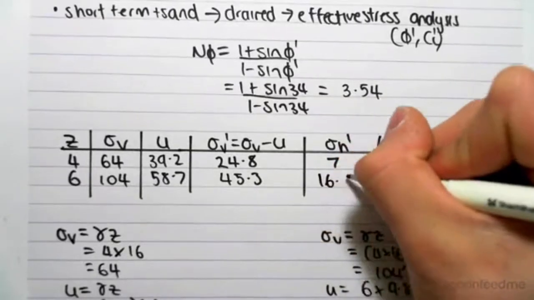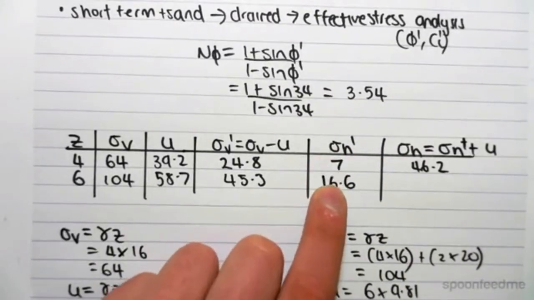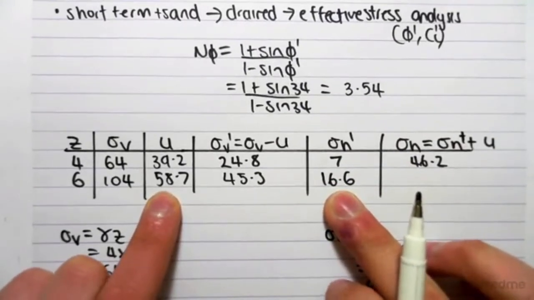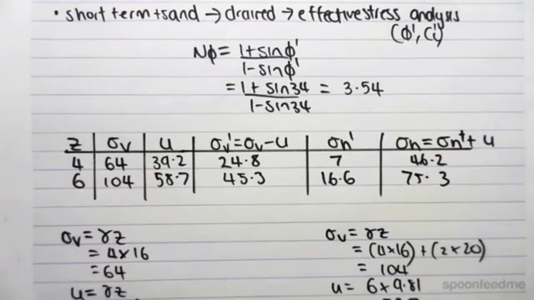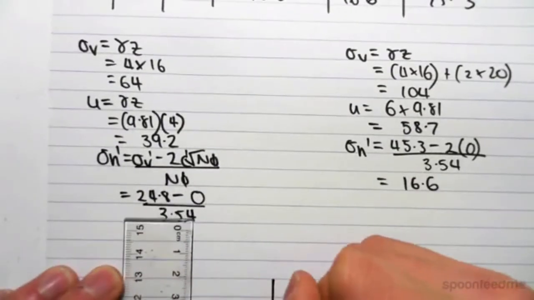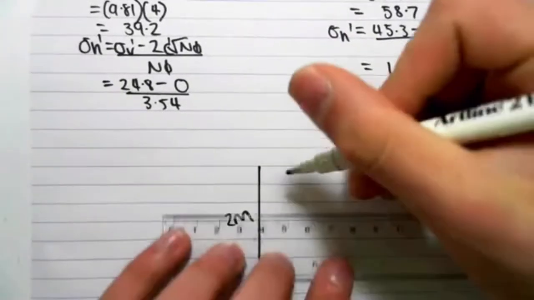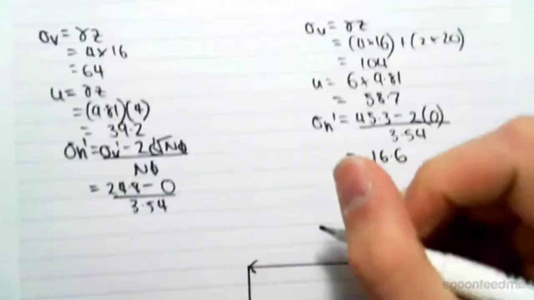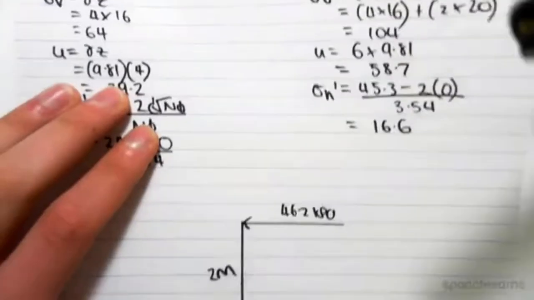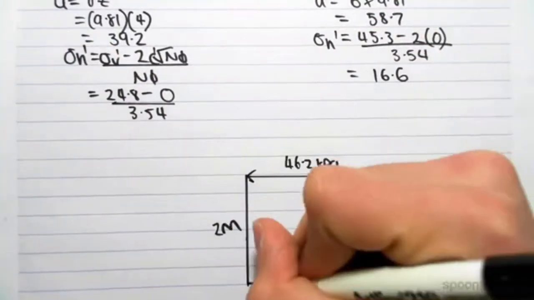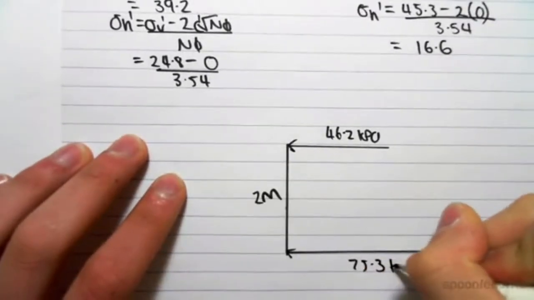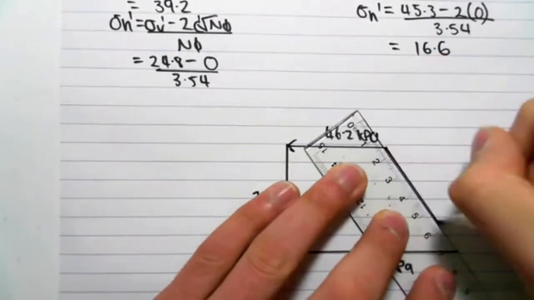So we know that this is 16.6 sigma H dash, and then we can find the total horizontal stress at 6 meters by adding on the pore water pressure of 58.7. We would get an answer of 75.3. So now we can draw our stress distribution for the sand layer. We have 2 meters of sand, and we're going to have a stress at the top of that layer of 46.2 kPa, and then at the bottom a stress of 75.3 kPa. So there would be our stress distribution.